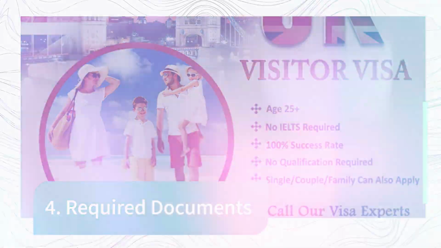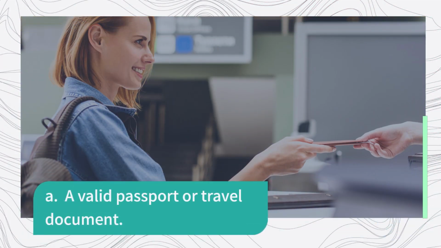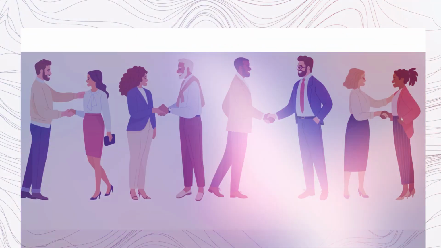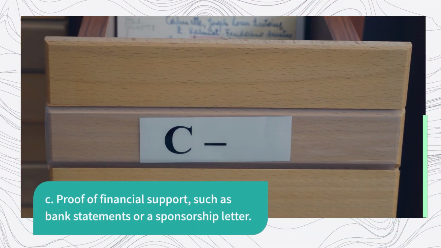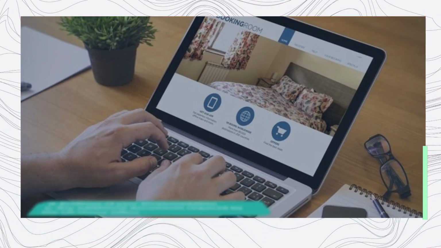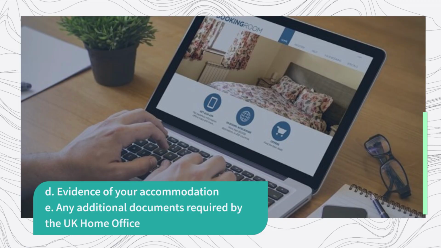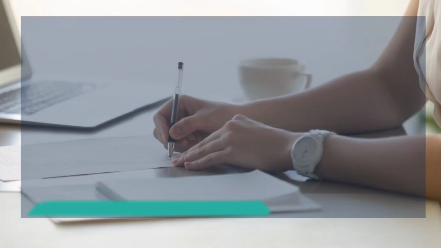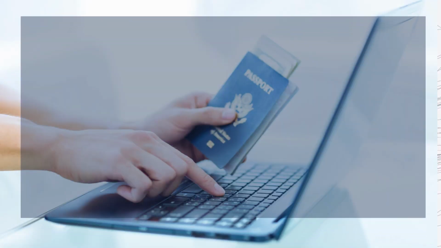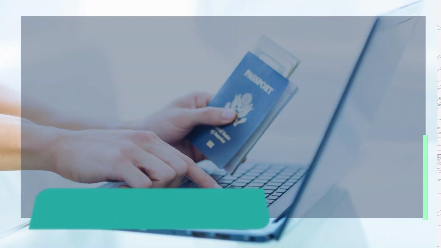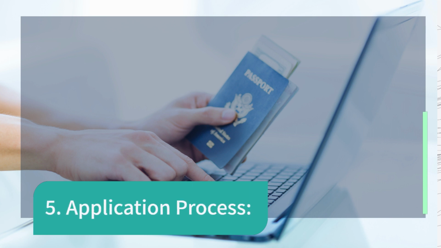4. Required documents. When applying for standard visitor visa, you'll need to provide the following documents. A. A valid passport or travel document. B. A confirmation of acceptance for studies, CAS, from your UK institution. C. Proof of financial support, such as bank statements or a sponsorship letter. D. Evidence of your accommodation arrangements in the UK. E. Any additional documents required by the UK Home Office.